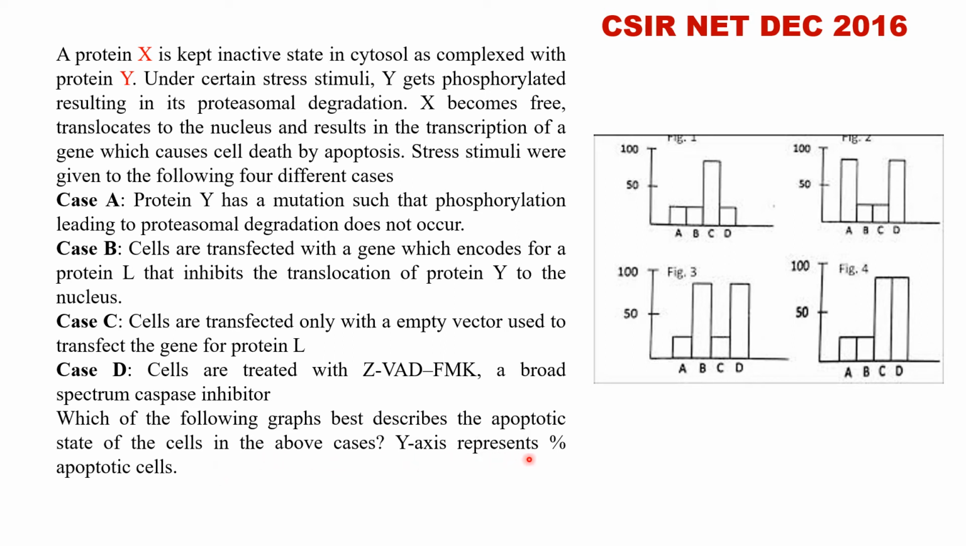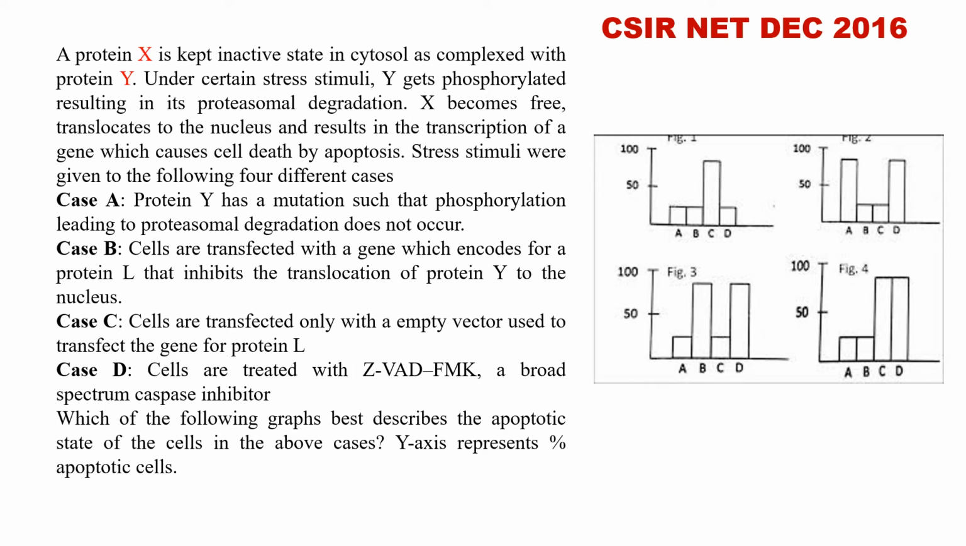Y-axis represents percentage apoptotic cells. So here this Y-axis is representing percentage apoptotic cells. Here A, B, C, D represent case A, case B, case C, case D respectively.